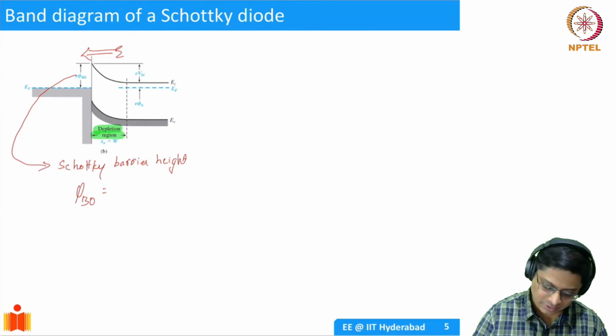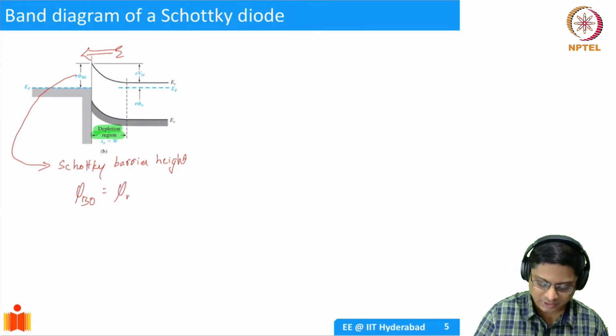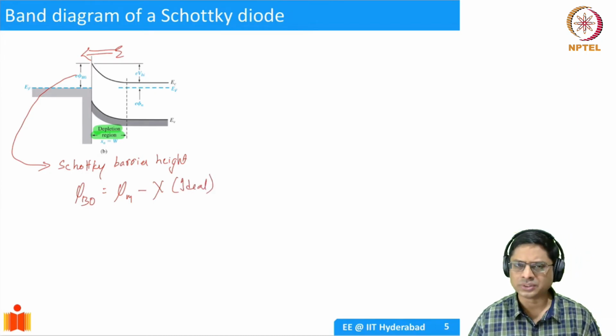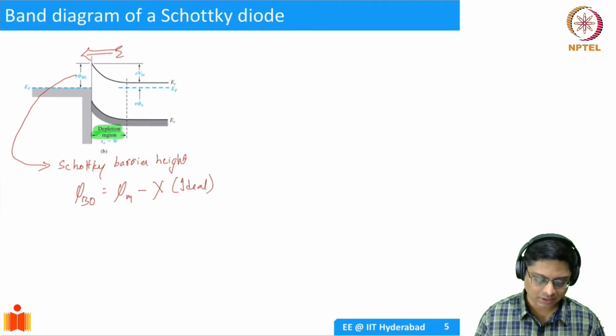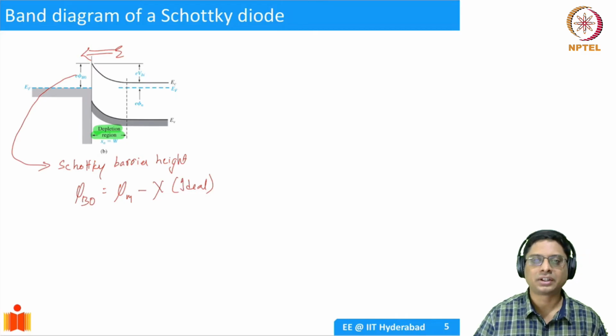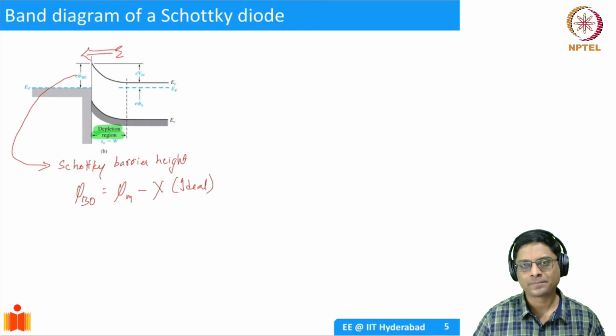It is simply going to be the work function of the metal minus the electron affinity of the semiconductor. By the way, this is ideal. We will mention how this can change a little bit. It's not an easy parameter. So what happens? We have the Schottky barrier height. Electrons cannot easily travel across the barrier.